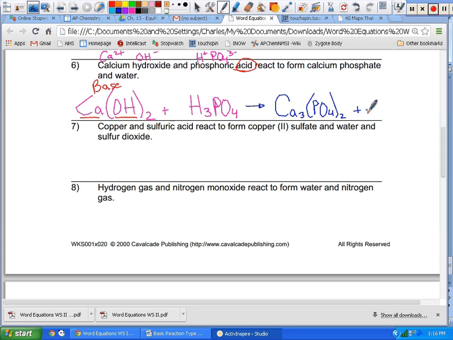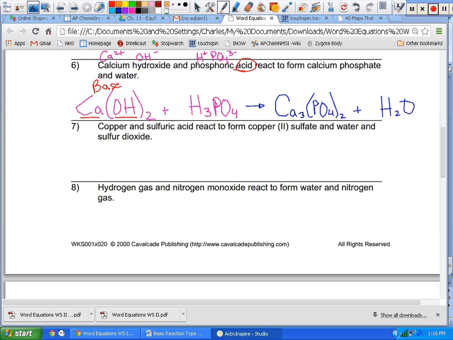H2O, or water. Does it matter what way you write it? I don't care. The only time you can write HOH is in an acid-base reaction. You should always get water, because all acid-base reactions produce a salt and a water. What is the salt? Calcium phosphate. Very good. Calcium phosphate is your salt.